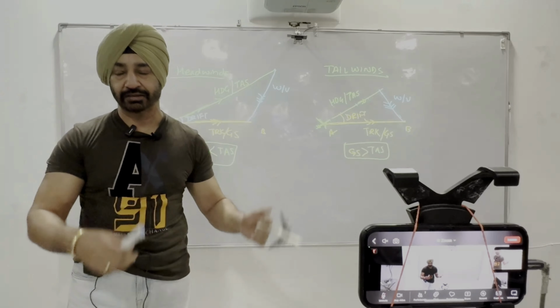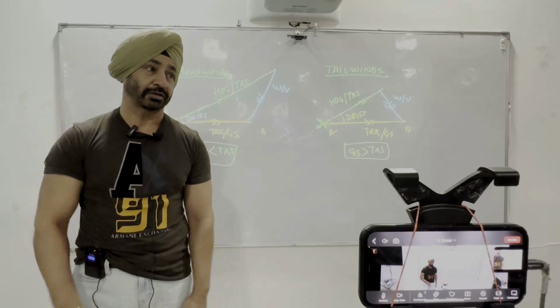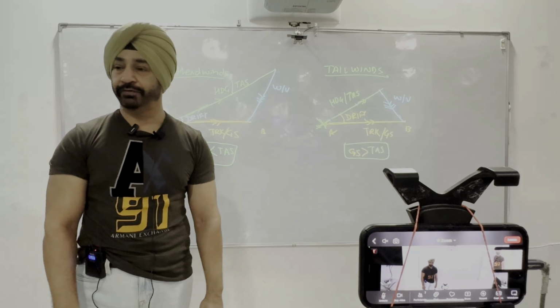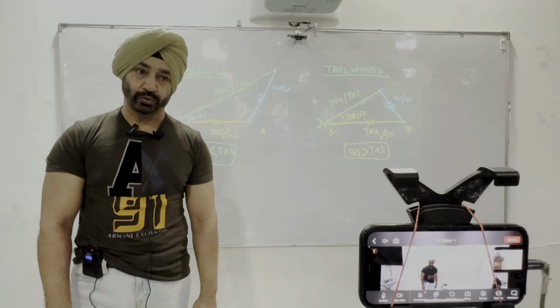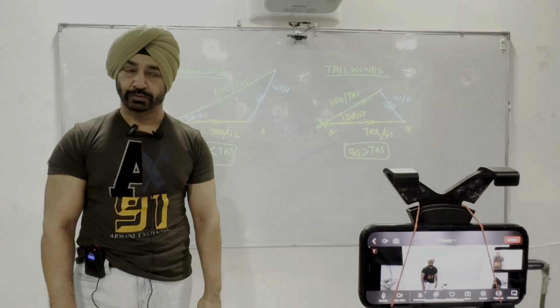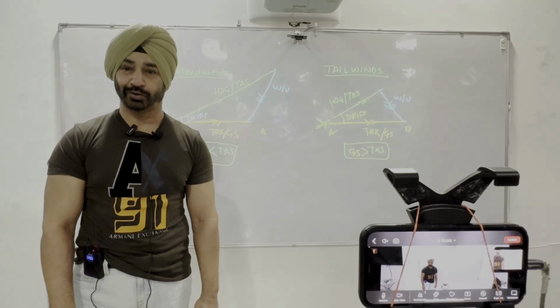So the representation is in the form of a wind triangle, and these vectors have specific annotations: heading as one arrow, track as two arrows, and winds as three arrows. So this is your wind triangle.